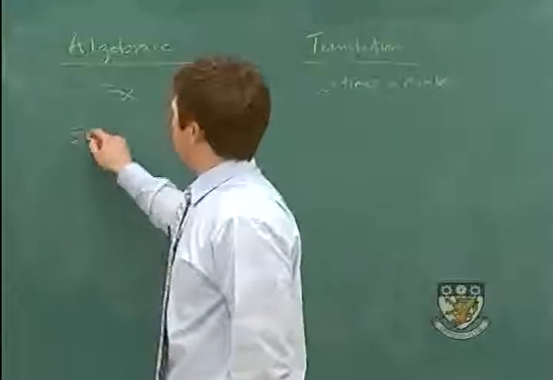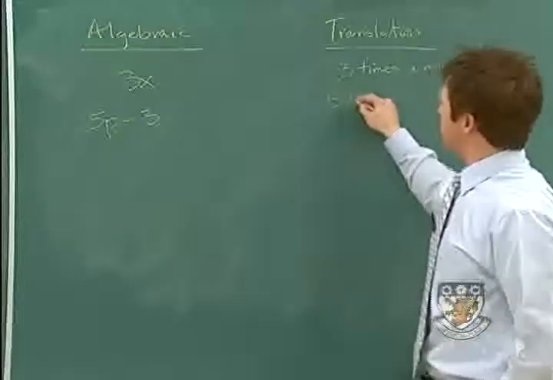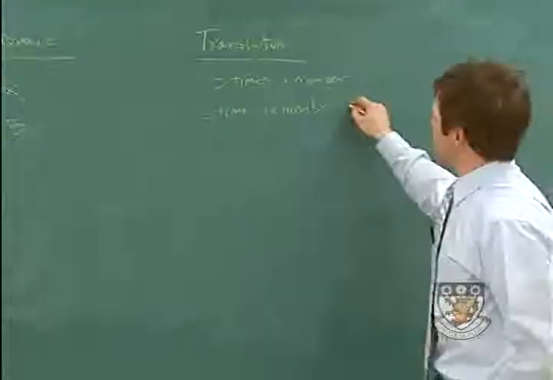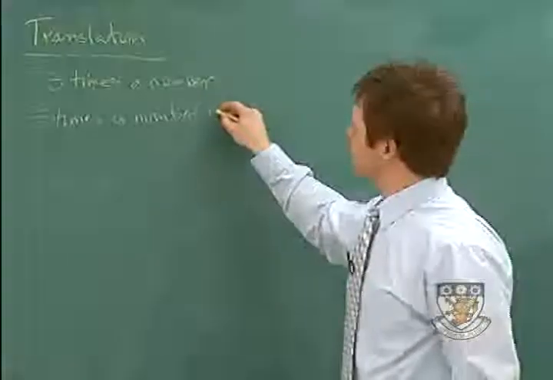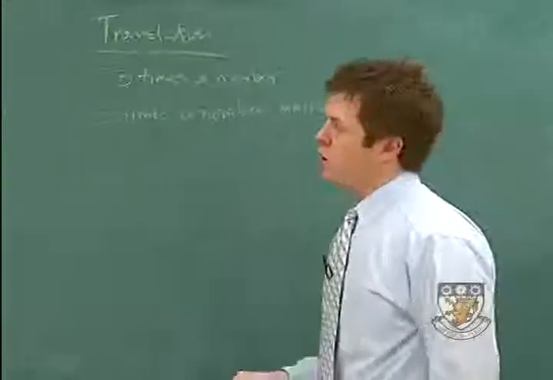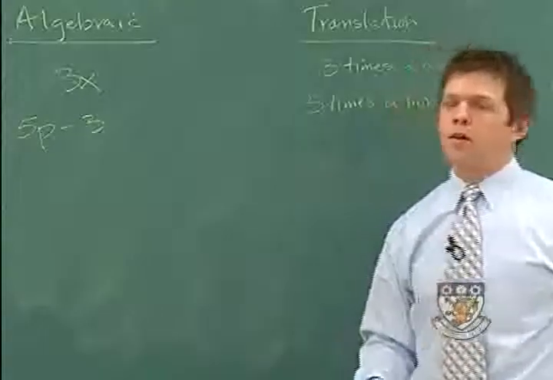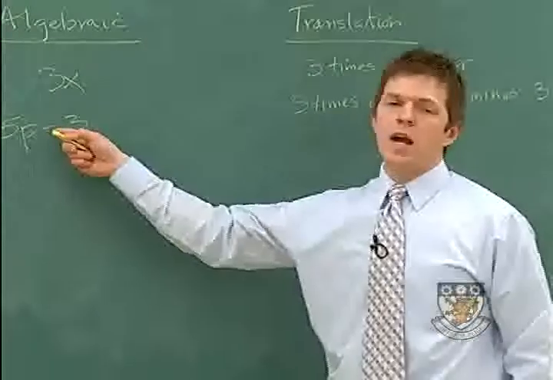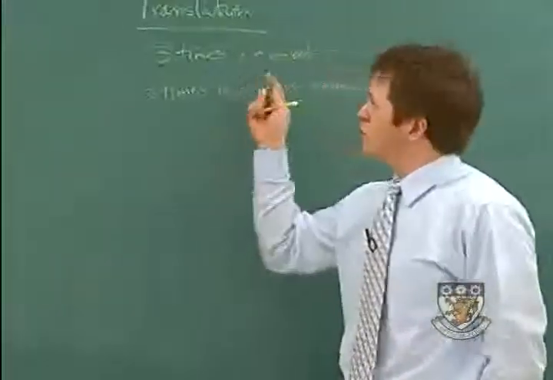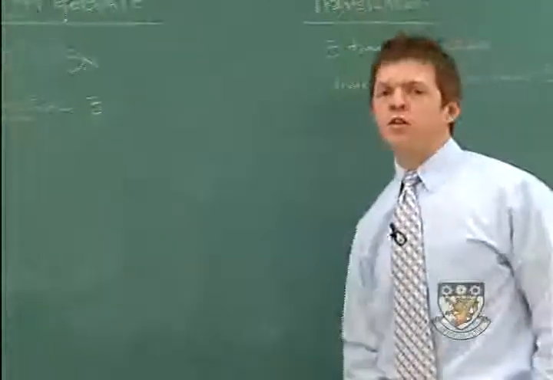We have another expression, 5p minus 3. That means 5 times a number, and then subtract 3, minus 3. You could also hear 3 less than 5 times a number, or 3 subtracted from 5 times a number. These are different ways that you will hear in word problems. They want you to translate these words that we use in English into algebraic expressions.